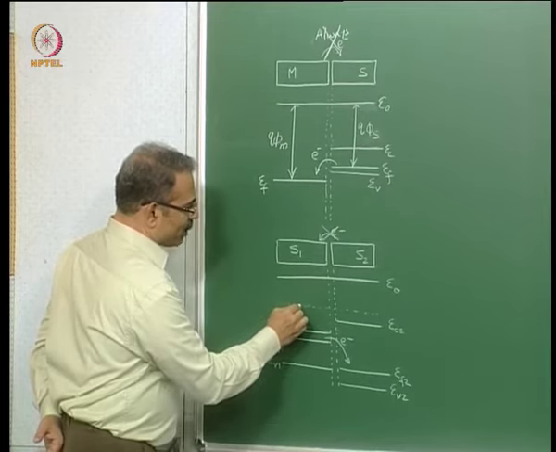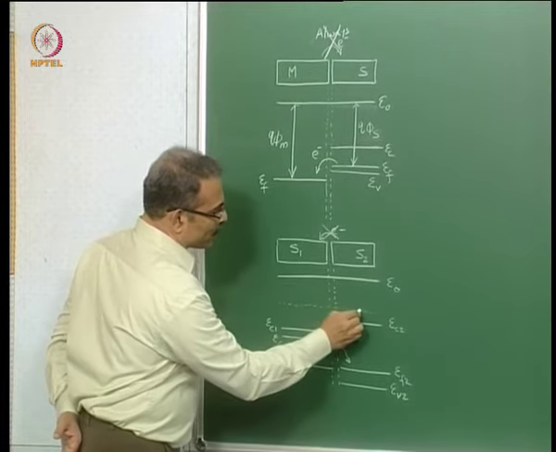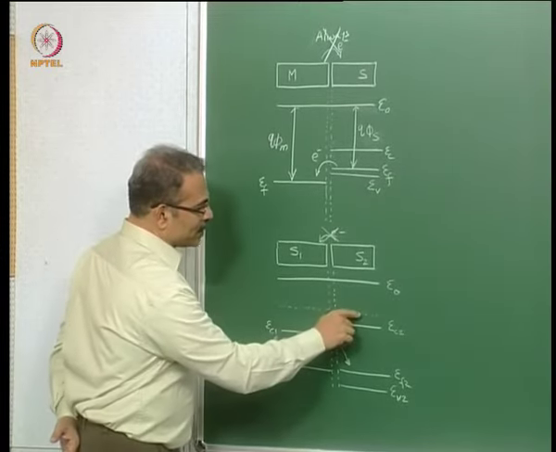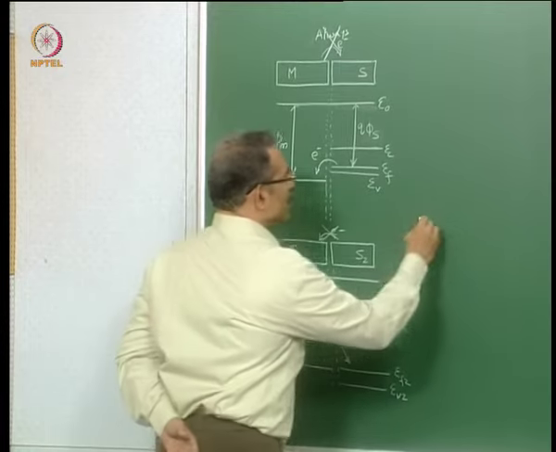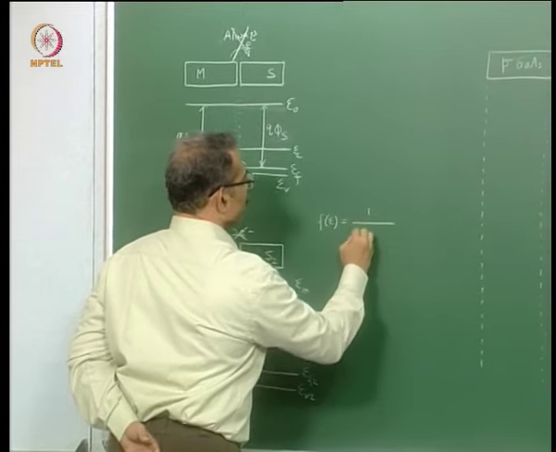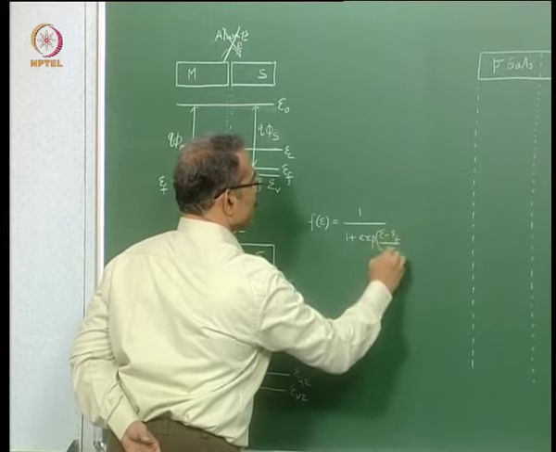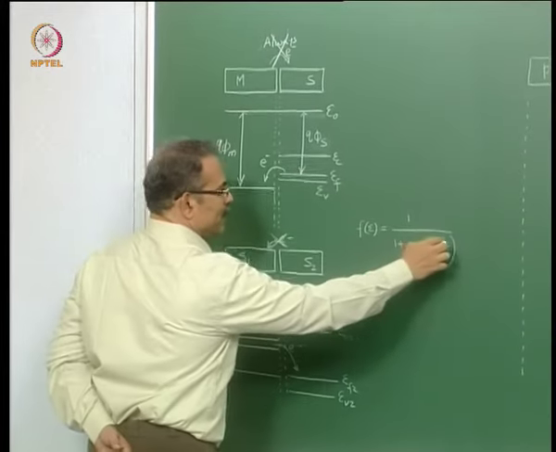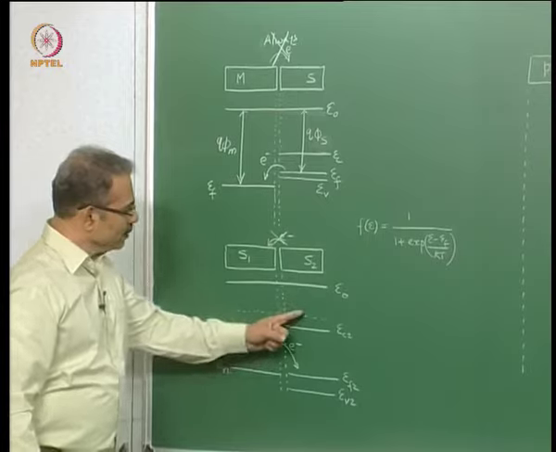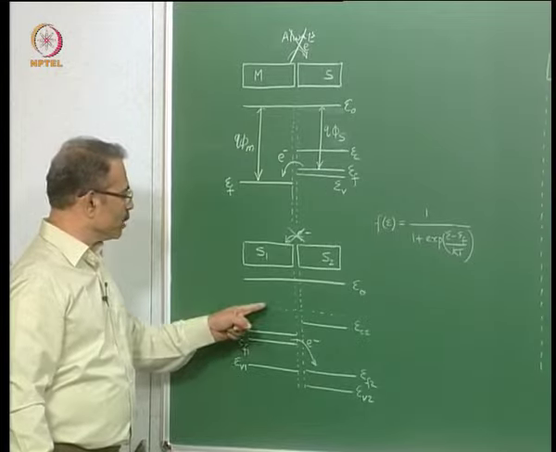The probability of occupancy of this energy level by electrons on this side will be higher than the probability of occupancy of this energy level on this side, because the energy level occupancy depends on the difference between the energy level and EF2. It follows the rule, the fraction of occupied states at any energy is equal to 1 by 1 plus exponential of E minus EF by kT. So if E minus EF is more, f of E will be less. This is the probability of occupancy. So here E minus EF is more, therefore probability of occupancy is less. Here E minus EF is less, therefore probability of occupancy is more.